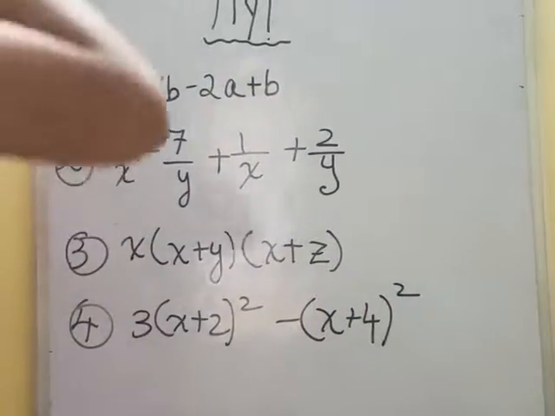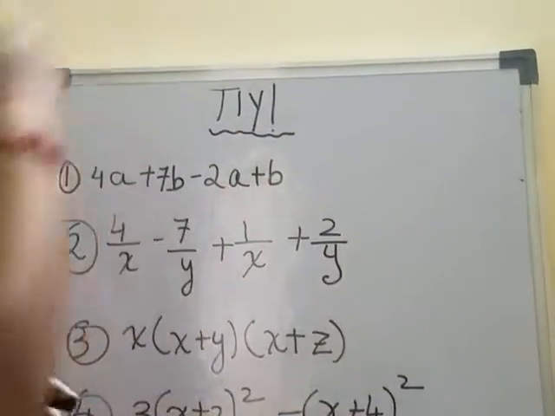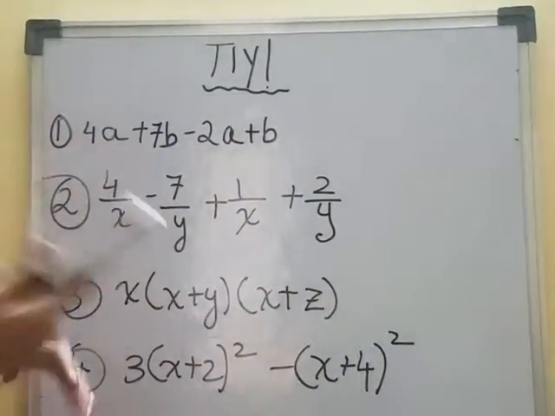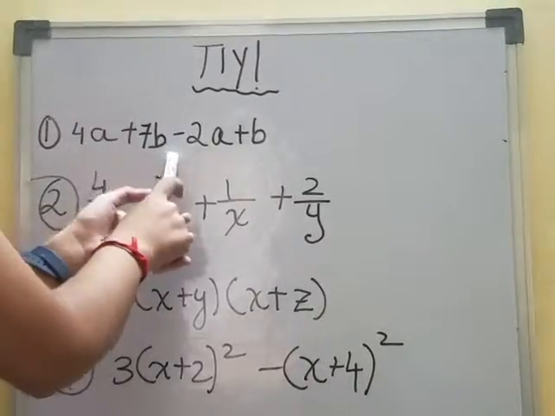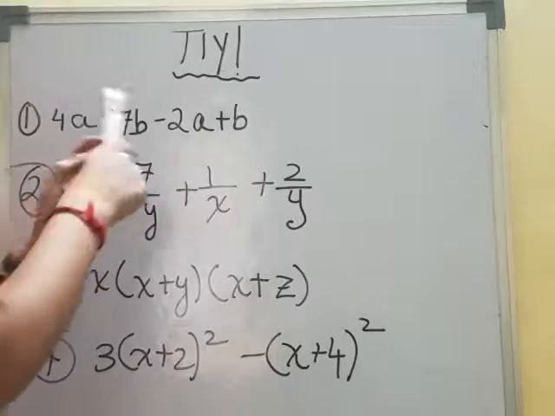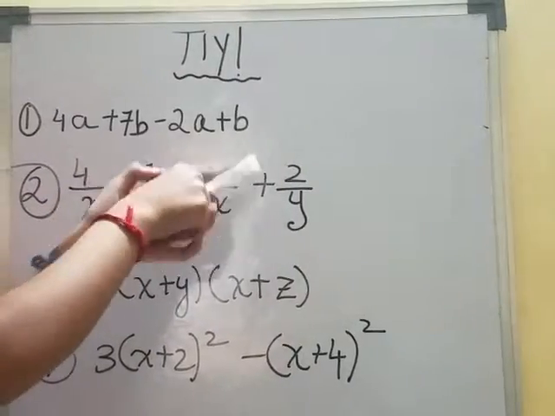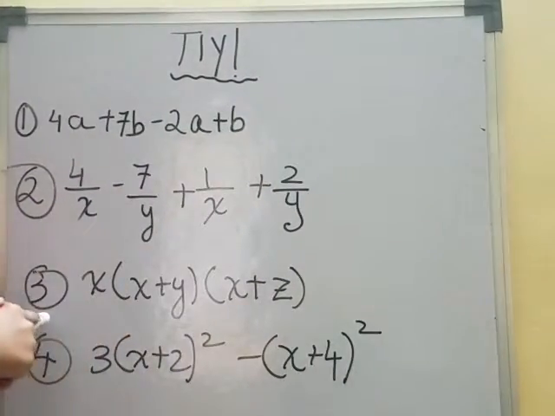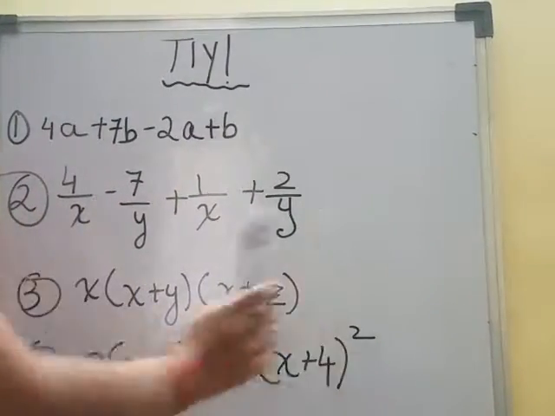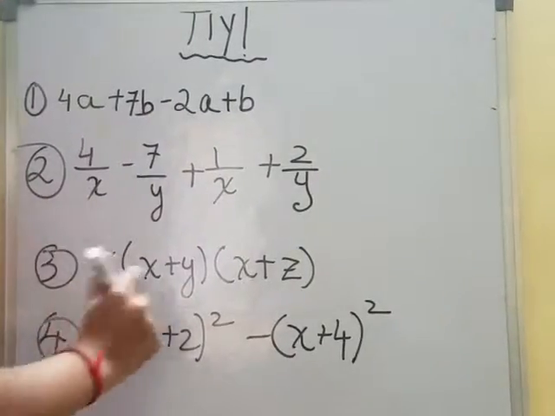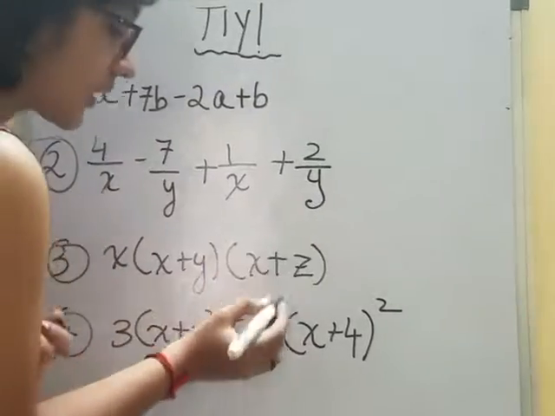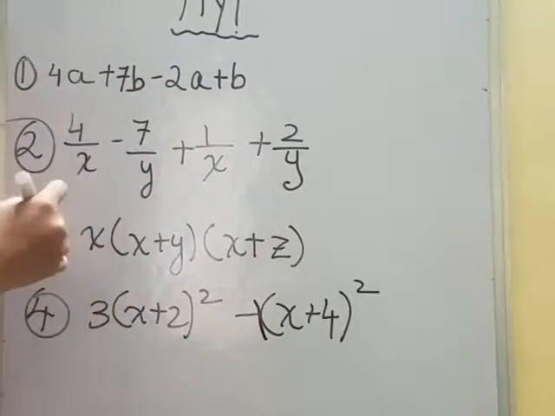So these are your DIY sums. The first question is starting off with an easy one. It's like a little warm up. It's 4a plus 7b minus 2a plus b. Second question is 4 by x minus 7 by y plus 1 by x plus 2 by y. Number 3 is x bracket x plus y bracket x plus z. 4 is 3 bracket x plus 2 for the whole squared minus x plus 4 the whole squared. I'm going to give you a little hint. It's minus 1.